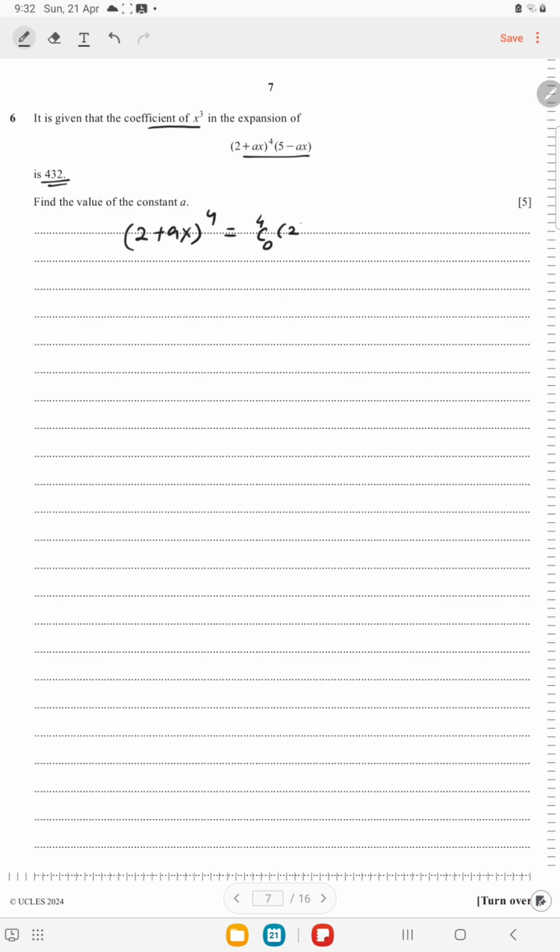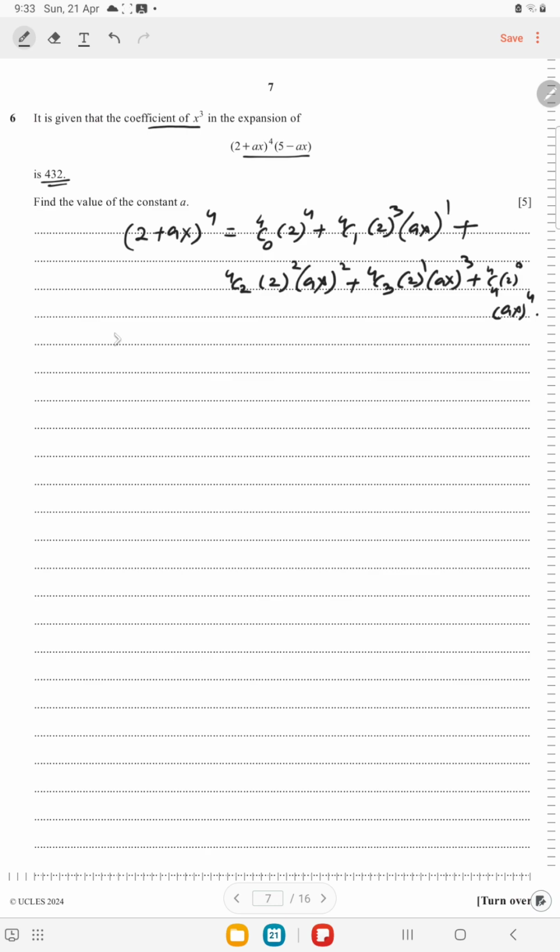4C0 2 power 4, I'm going to write it directly. 4C1 2 power 3 and ax power 1 plus 4C2. I need to proceed till x power 3. So almost all expansion, it's better to write 2 (ax) power 2 plus 4C3 2 power 1 (ax) power 3, and here I got x cube, but finally it will be 4C4 2 power 0 and (ax) power 4, right?